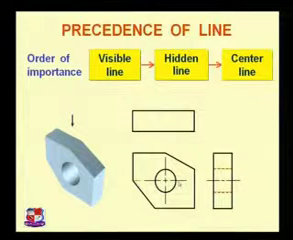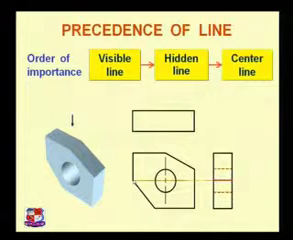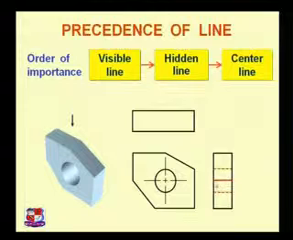Now you can see here this corner is also visible, and this corner coincides with the center line of this object. So whenever such a situation occurs, we should give priority to the visible line as shown over here. So here we should not draw the center line, we should draw the visible line like this.